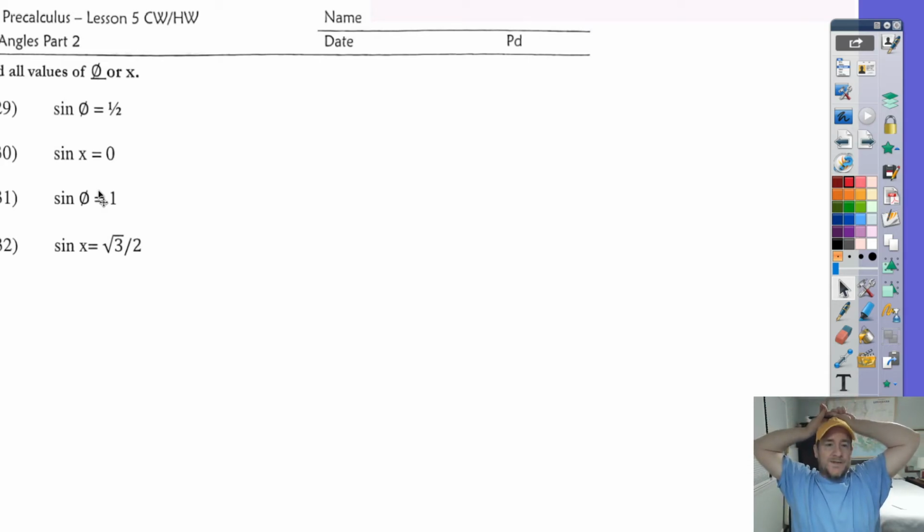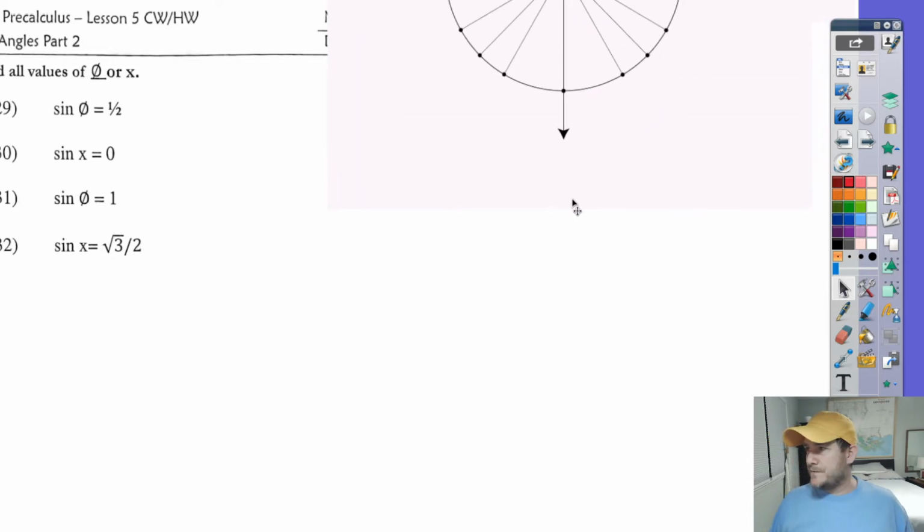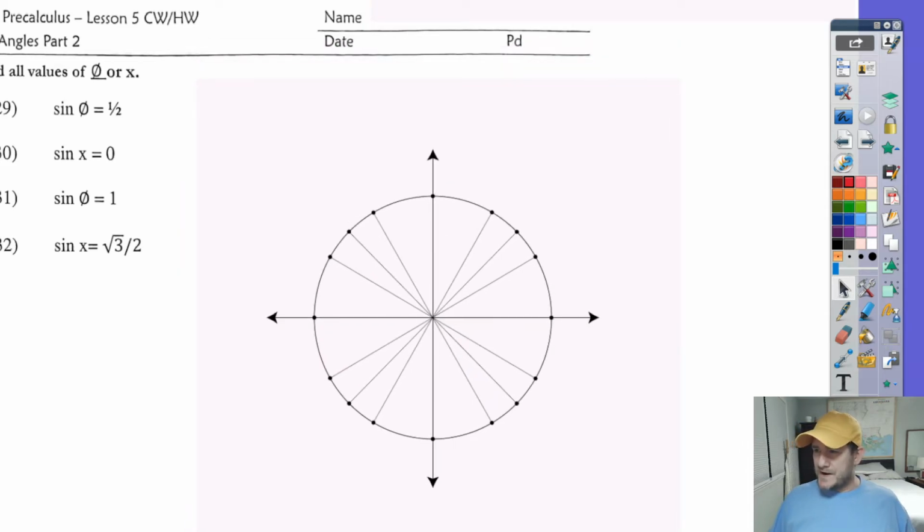We're an hour deep in the video already. I'll have to put some kind of note or something telling you guys to fast forward. But let's do this. Let's talk about how we would think this through. Your thought process for a question like this should be that I want to find every single angle where sine is a half. Well, sine is a y value.